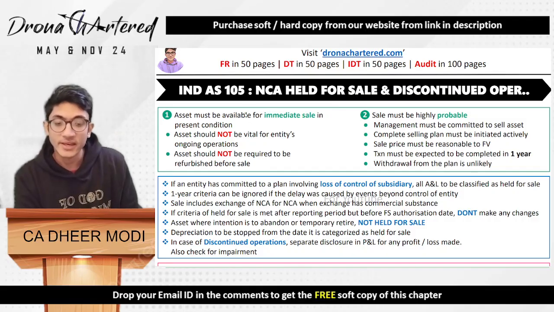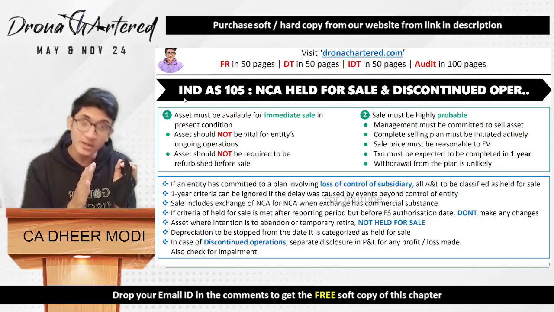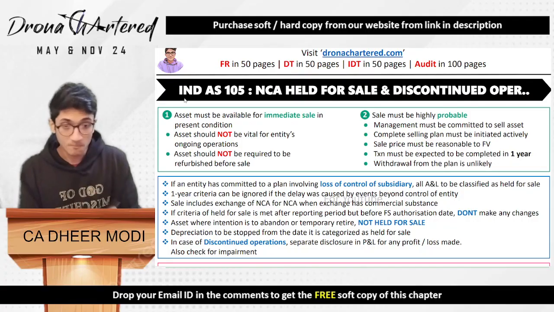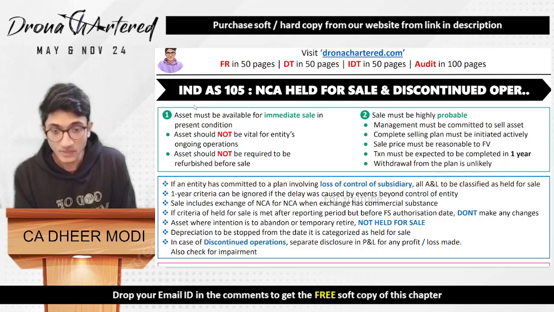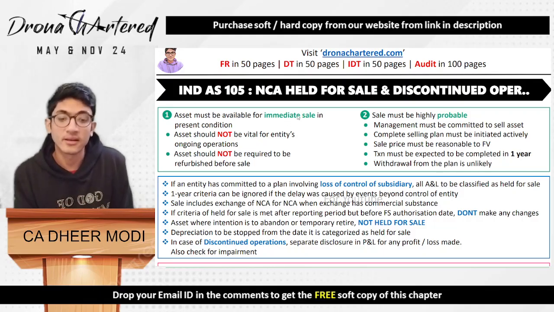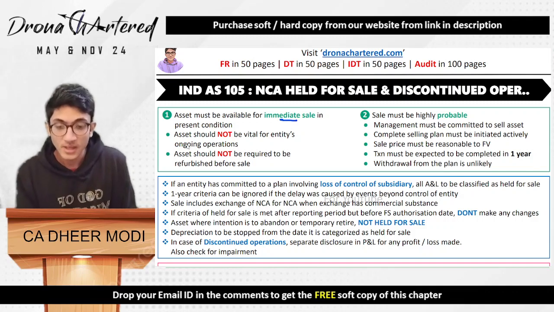So 105 talks about any non-current asset. That means when your long-term assets, you have now classified them as held for sale. So for this to be true, what would be called under IND AS 105? An asset must be available for immediate sale. It should be available for immediate sale in present condition.